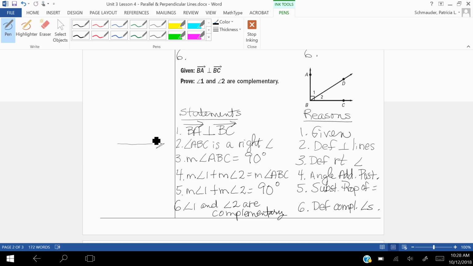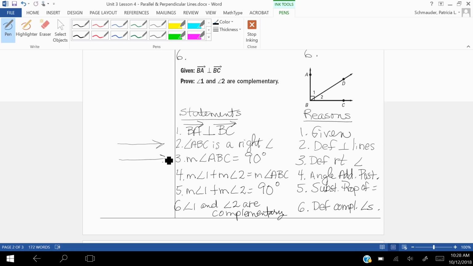All right, and then I kind of got to look and see what it is I'm trying to prove. I'm trying to prove that angles 1 and 2 are complementary. Well, what does that mean? Well, it means the sum of their measures is 90 degrees. So I feel like I need 90 degrees in here somewhere, so I'm going to go ahead and make this my next step. And if I don't need that step, remember, I can just come back and erase it, but I feel like I probably do need that. So I put the measure of angle ABC as 90 degrees for my next step.